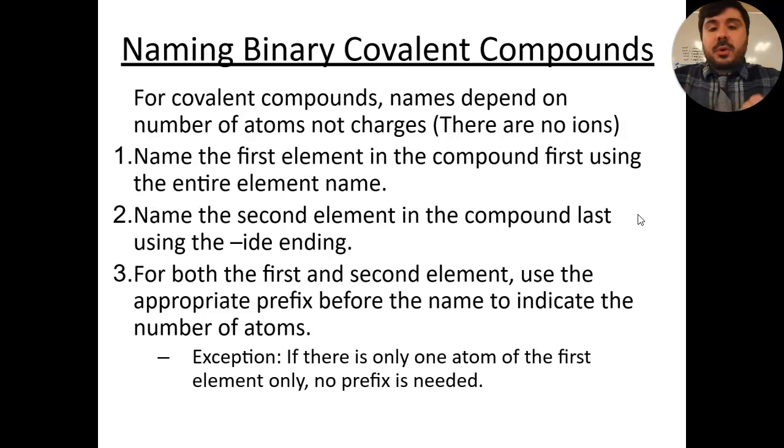Okay. So the first element in the compound, use the entire element name. The second element in the compound then uses that IDE ending, which comes back into play here, right? And then for both the first and second element, use the appropriate prefix before the name to indicate the number of atoms, okay? Now, there is one exception, and I'll talk more about this exception with examples because we'll do them in class. But just know that there is an exception present here. If there is only one atom present of the first element only in the formula, no prefix is needed, okay? So I'll show you more about that in the future.